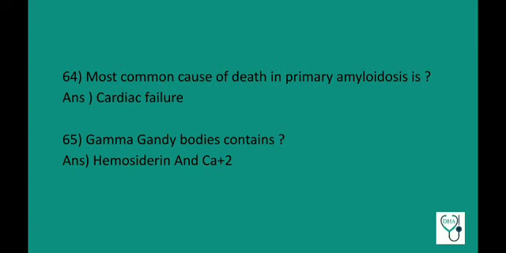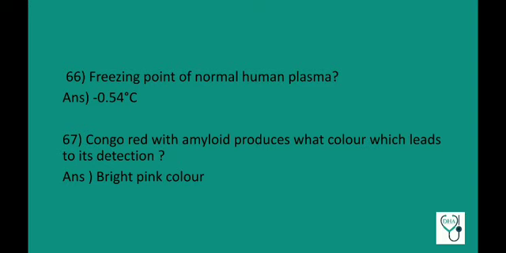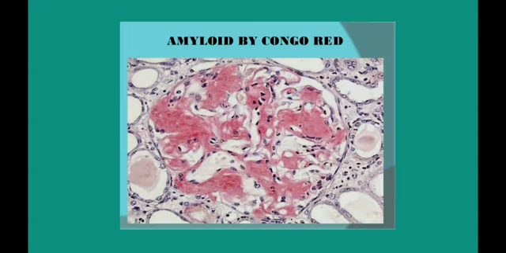Gamna-Gandy bodies contain hemosiderin and calcium ions. And this is an image-based question showing Gamna-Gandy bodies. Freezing point of normal human plasma is minus 0.54 degrees Celsius. Congo red with amyloid produces what color, which leads to its detection? Bright pink color. And this is a very frequently asked image-based question.